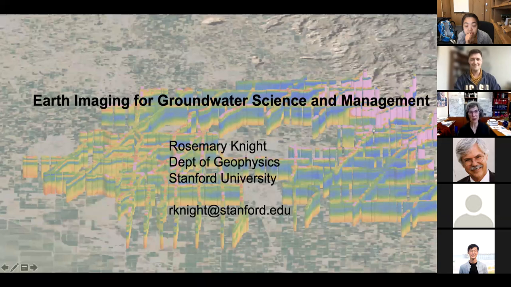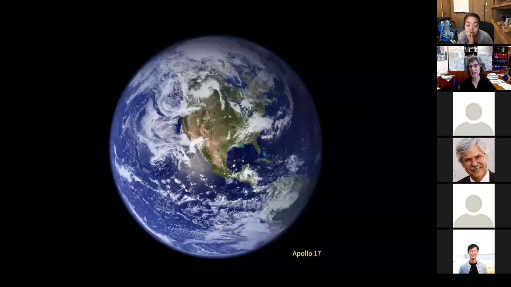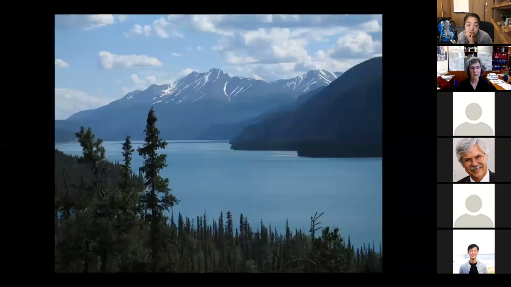I am going to be talking about Earth imaging for groundwater science and management. So I always like to start with this view of our blue planet, just to remind us all of how essential water is for all life on the planet. But only 3% of this water is the fresh water that we and other living species need. And when we talk about fresh water, people often think of the water in the lakes and the rivers, the surface water that you can see on the ground surface.